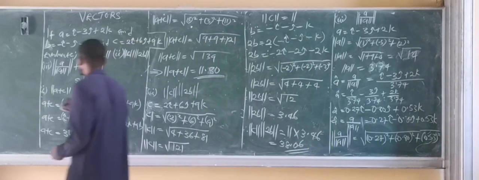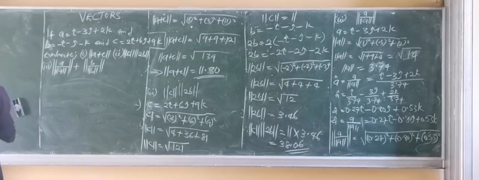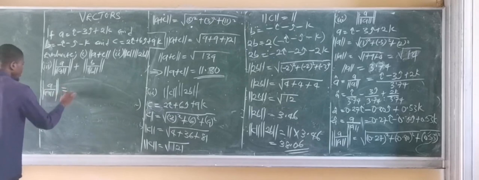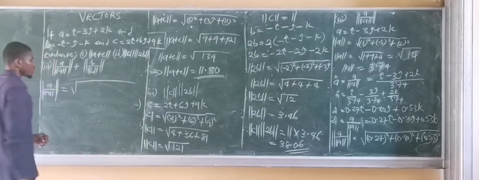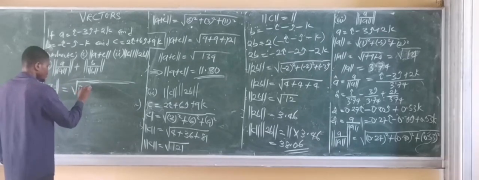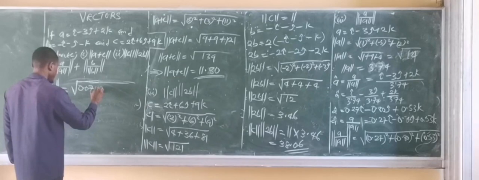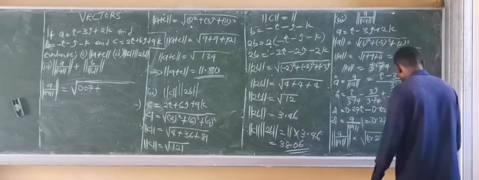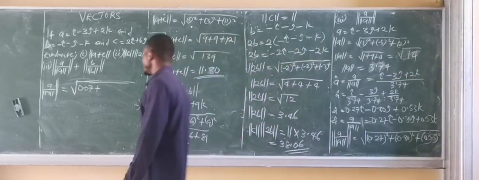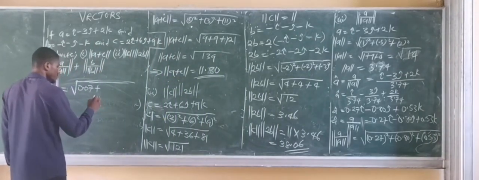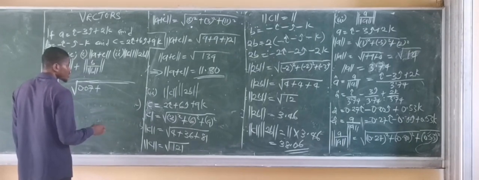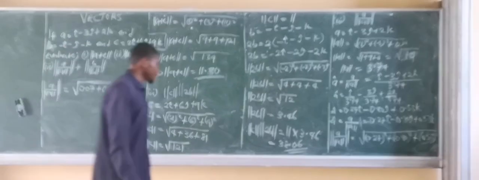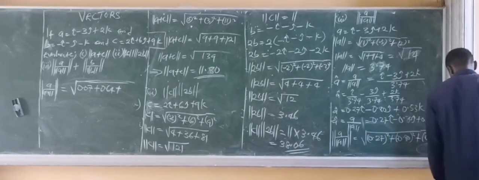Okay, let's see what we're going to have. The magnitude of unit vector A is now equal to the square root of 0.27 squared, which is 0.07. Plus minus 0.80 squared, which is 0.64. Plus the last value there, 0.53 squared.